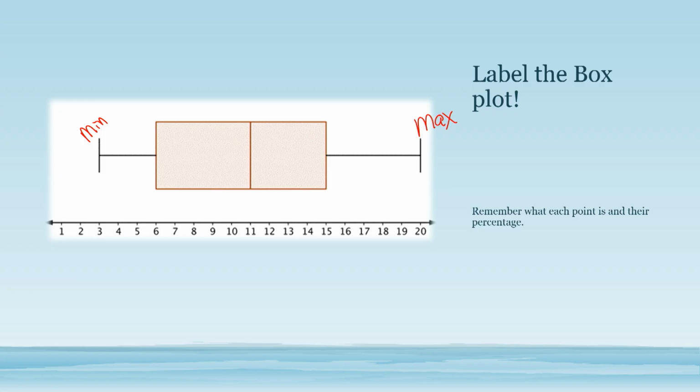Now we said in the middle is our what? Median. Then I have my Q1, which is my lower quartile. And then we had our Q3, which is our upper quartile. And then we said that the median was my Q2.